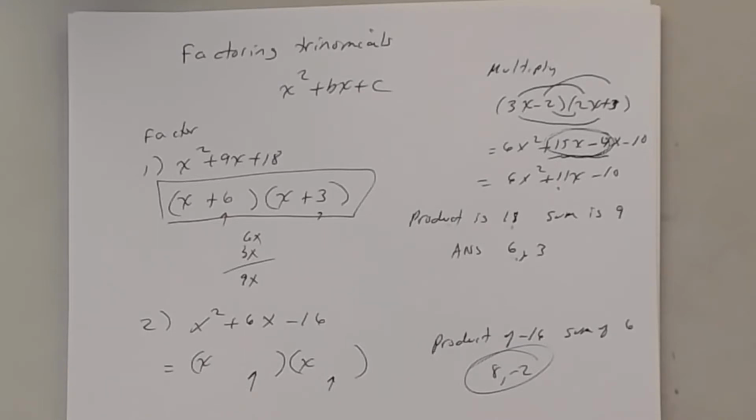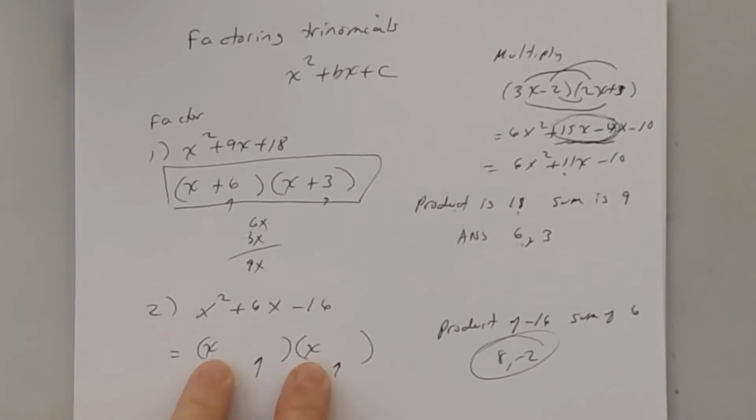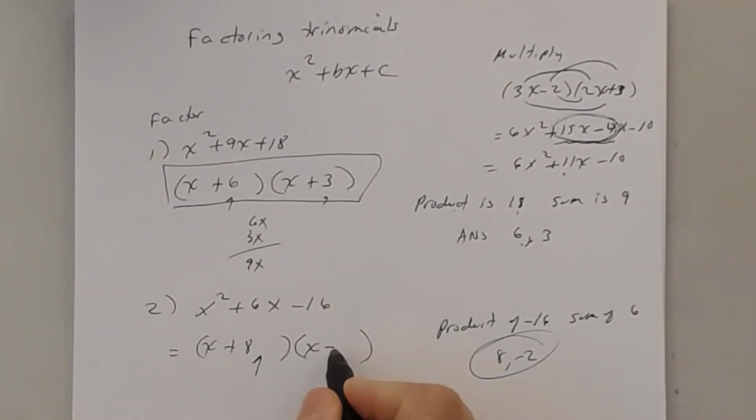Does it matter where I put the 8 and where I put the negative 2? No. The reason is that the coefficient of x squared is 1, and also the fact that these two first terms are the same. They're both x's. So I can say plus 8 and then minus 2. Before you go on, check.